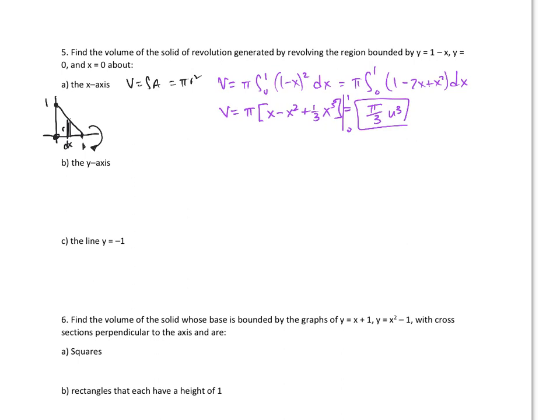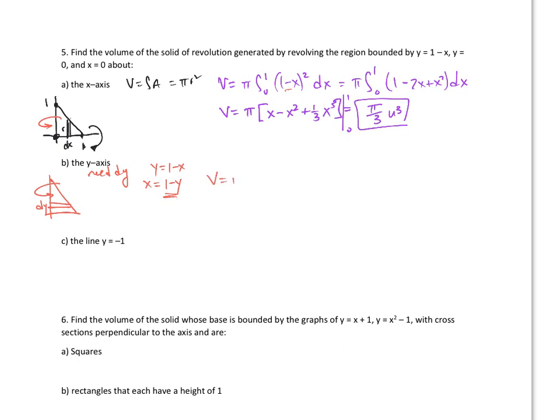Okay, moving on. The y-axis, so it's the same thing, but this time we are taking this and going this way with it. Since we are going that direction, we need our slices perpendicular, so now we need dy, which means I have to take this y equals 1 minus x and put it in terms of y, so this will be x equals 1 minus y. Well, if you notice, this equation is pretty much the same as that one.